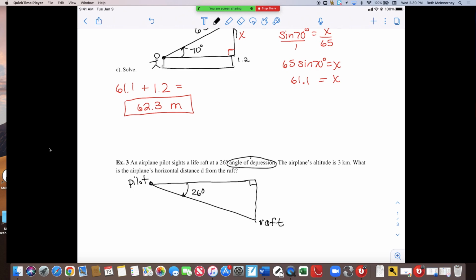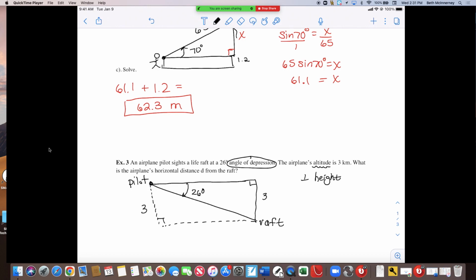And it says the airplane's altitude is 3 kilometers. From geometry, what does the word altitude mean? Say it again. It's the height, right? And it's technically the perpendicular height. Okay? Altitude means perpendicular height. So here's what's interesting about triangles. We can use some geometry here, and the altitude of the airplane is 3 kilometers.